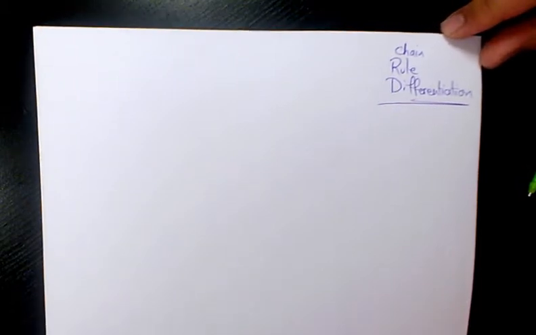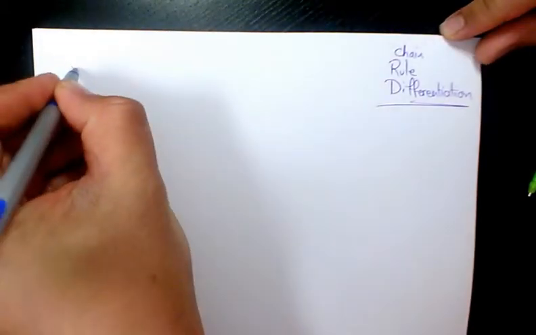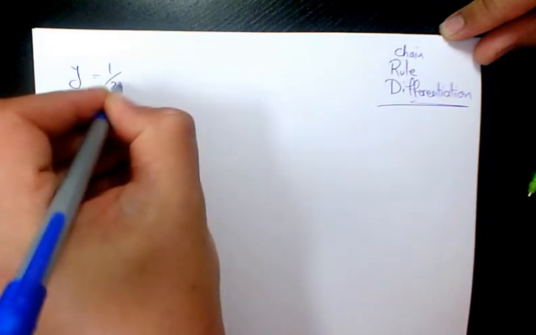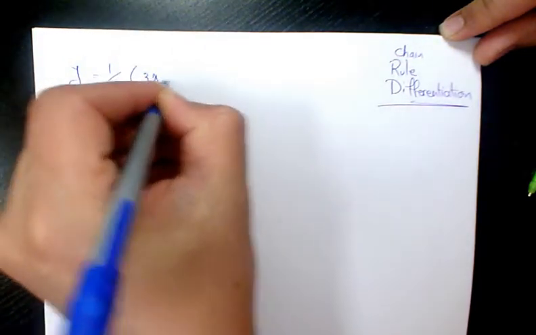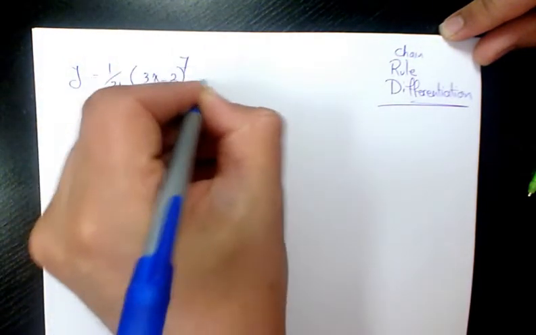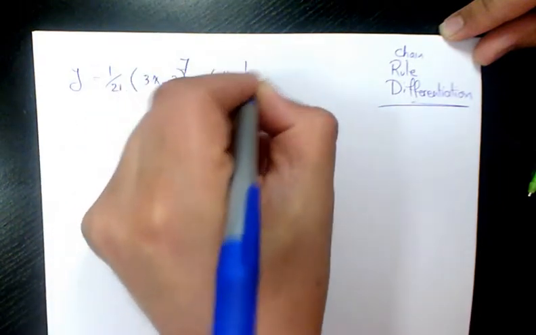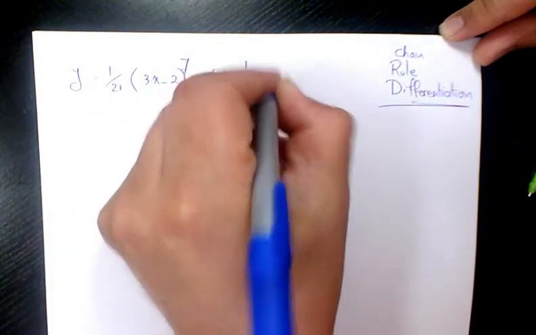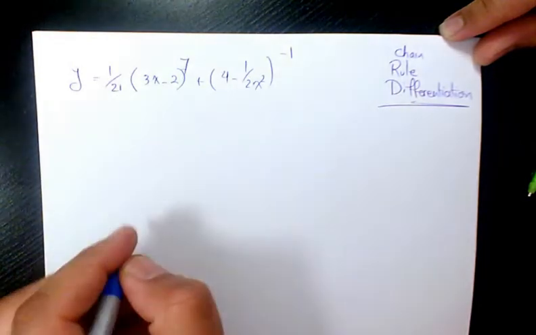Welcome to another video. In this video I want to show you some examples regarding chain rule differentiation. First example I have is 1 over 21 times (3x minus 2) to the power of 7, plus 4 minus 1 over 2x squared, all to the power of negative 1.